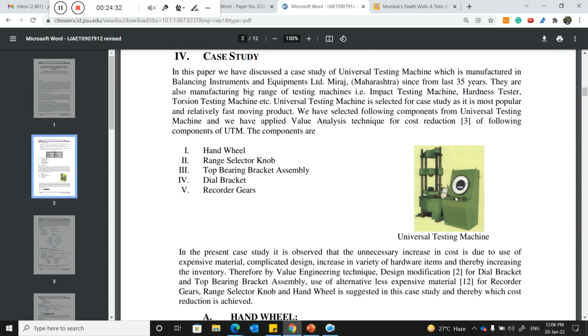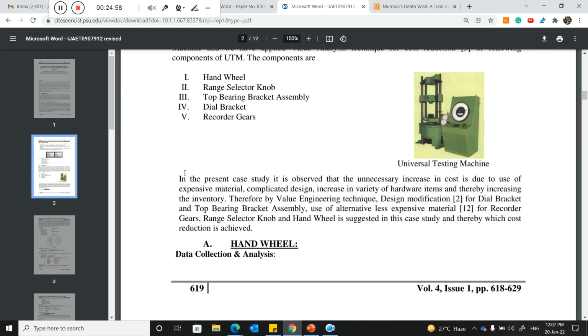The hand wheel is there; actually the pixel size is very small. When you visit our SOM lab, you will find it. The range selector knob will be there, as well as the dial bracket, inside the dial. The dial is there in the universal testing machine, so what material of that particular dial can we reduce, like that.